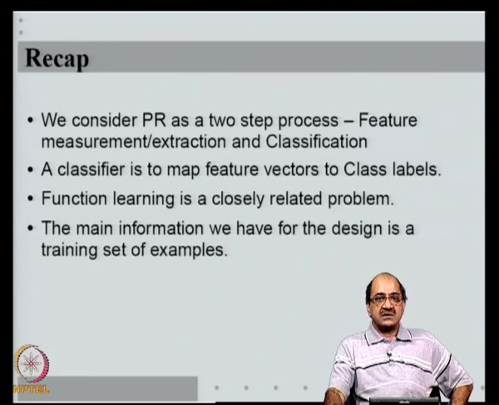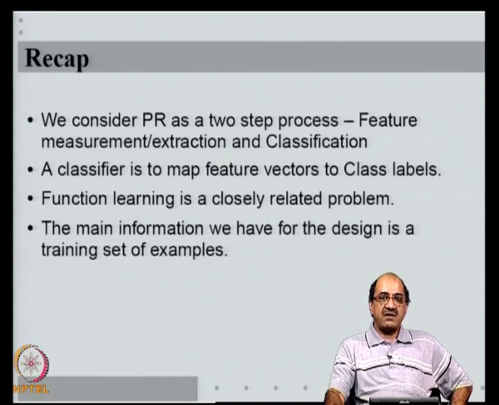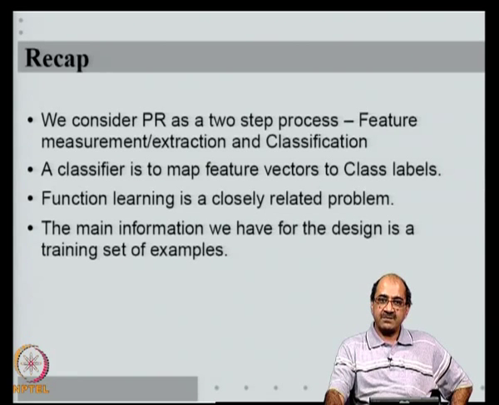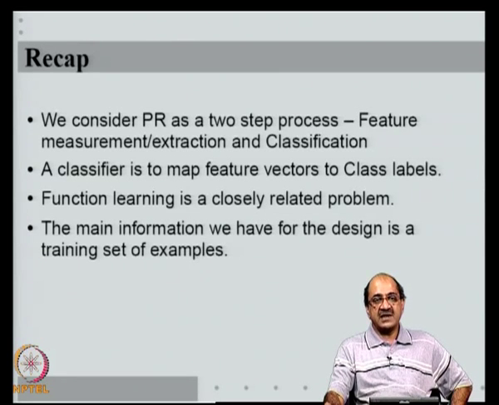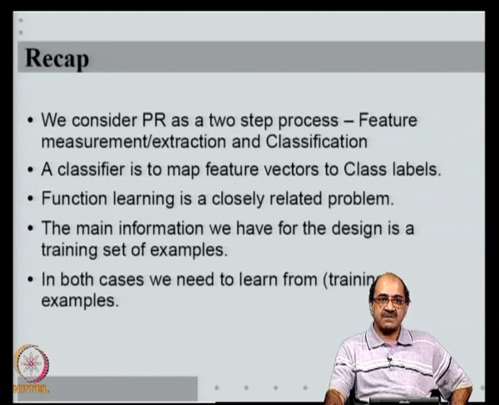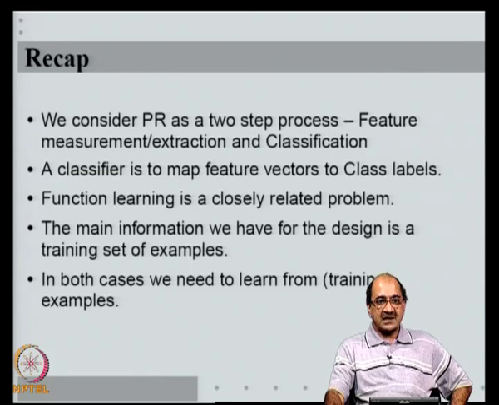In both cases, the main information we have, as we saw last time, is a training set of examples. We are given a set of examples, patterns belonging to class 0 and patterns belonging to class 1, such as many A's and many B's, and I need to learn a classifier to distinguish A and B. So, the main information we have for the design is the training set of examples, both for classifier learning as well as regression or function learning.